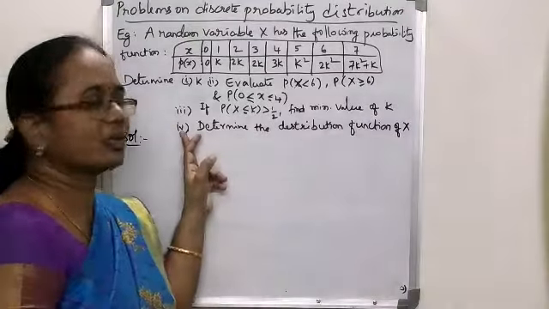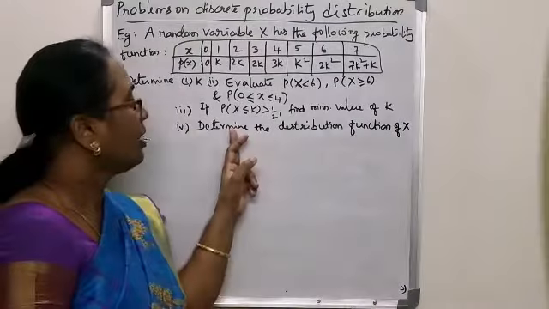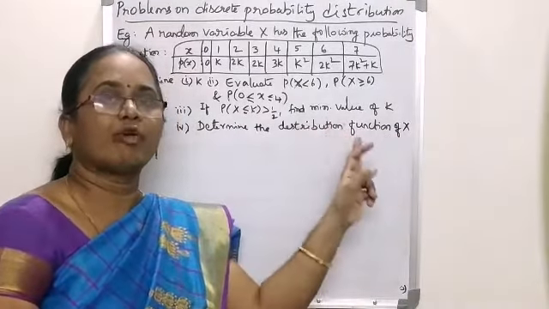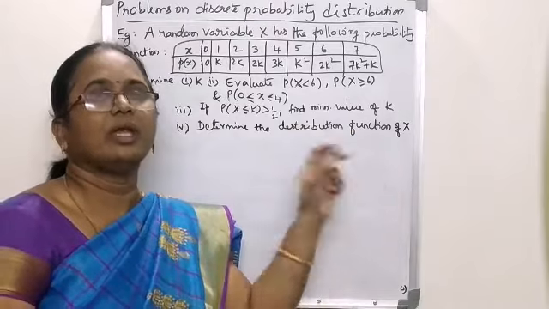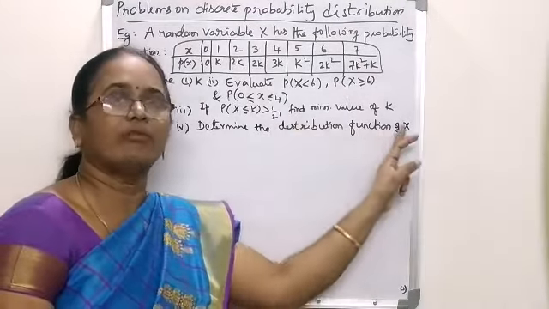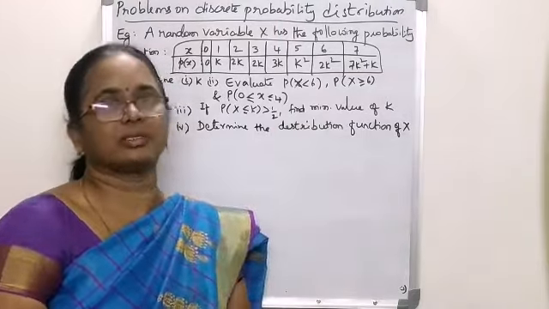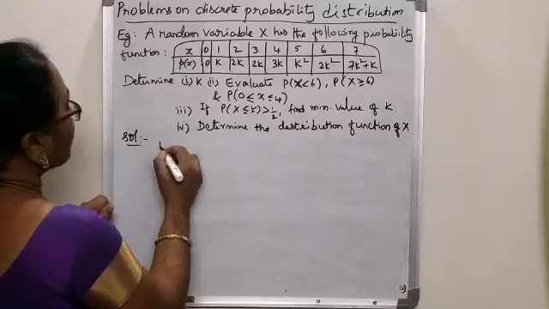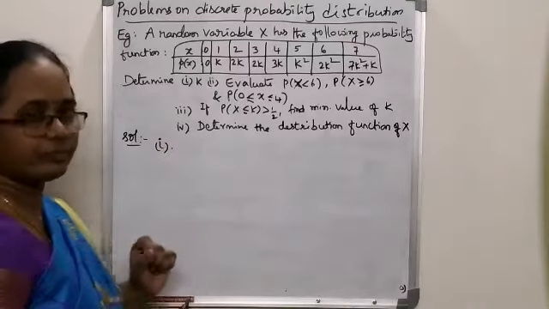Finally, in the fourth bit, we have to calculate the distribution function, that is, how the total probability of the random variable is distributed using the distribution function of the random variable x. So this is our problem, right? So let us have the solution for the first bit.